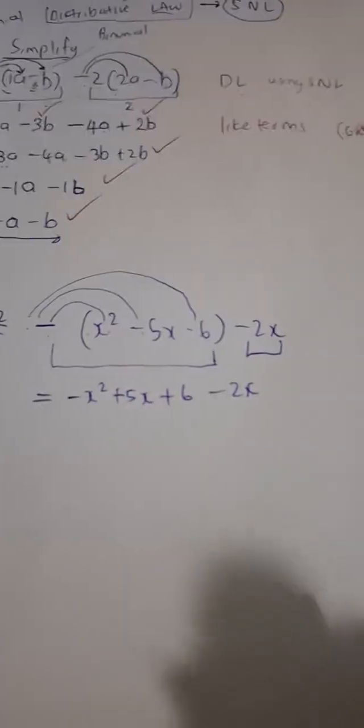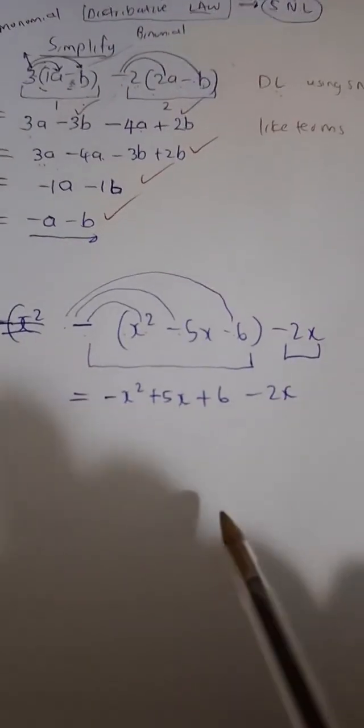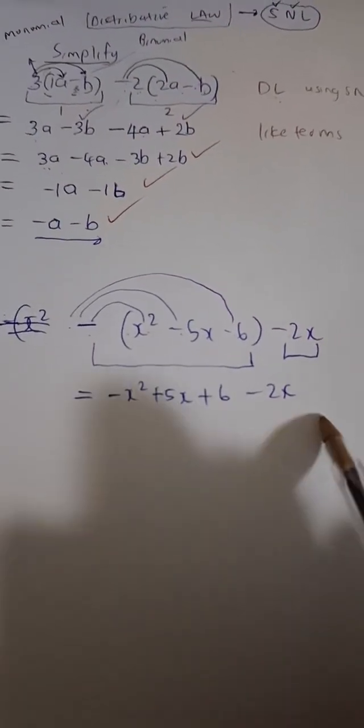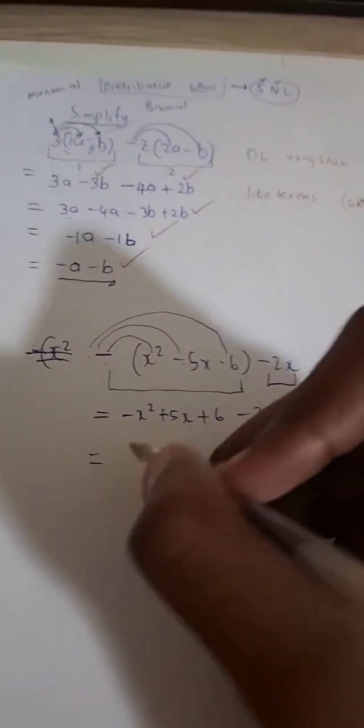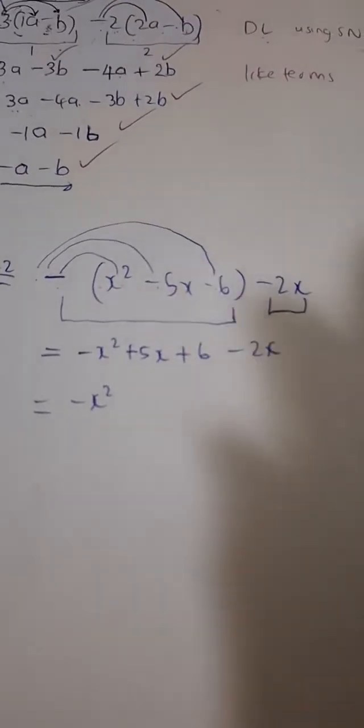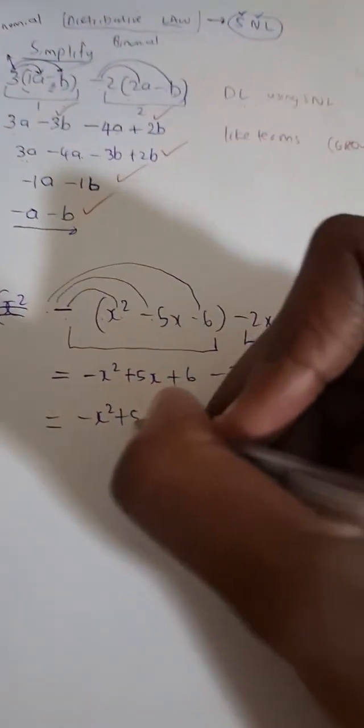So then what's left now? How many terms do we have in the expression? We now have 4 terms. But do we see anything there? Usually after we distribute using SNL, we check, are there any like terms in my expression? Because we need to take care of those.